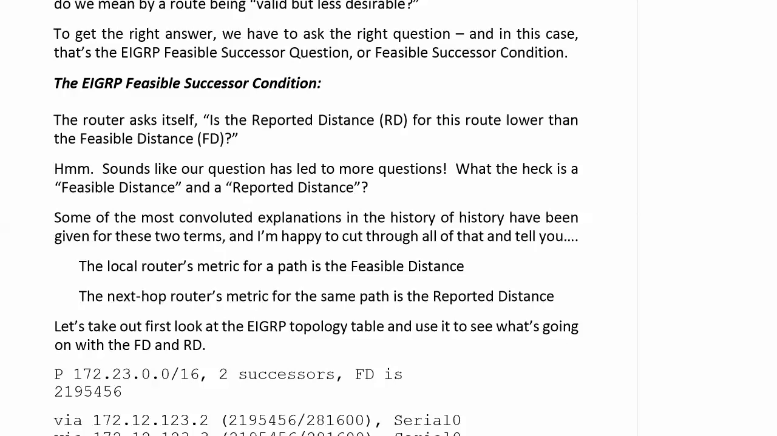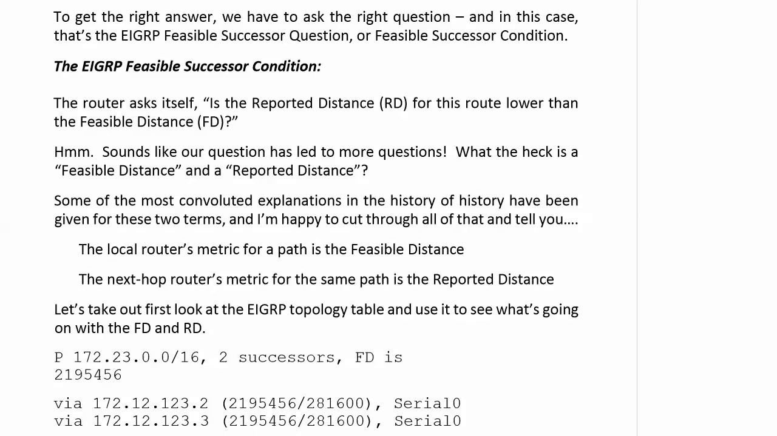Now, the condition or the question is the router asking itself, is the reported distance for this route lower than the feasible distance? Cleared that right up, right? Well, that kind of leads us to two more questions. What the heck is a feasible distance and what's a reported distance? I have seen some incredibly convoluted explanations, some of the most convoluted explanations in the history of history about these two terms. I'm going to cut right through all that and just tell you exactly what they are, okay?